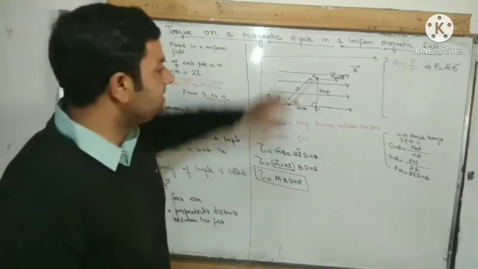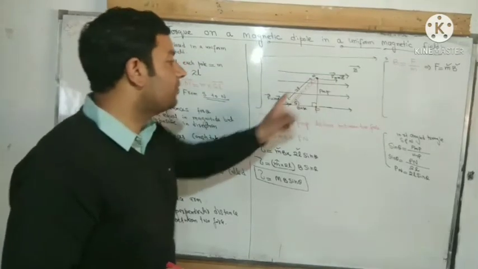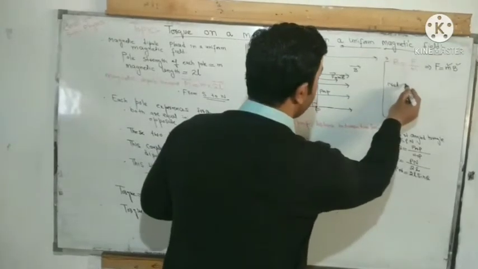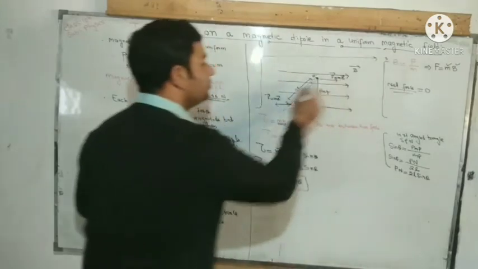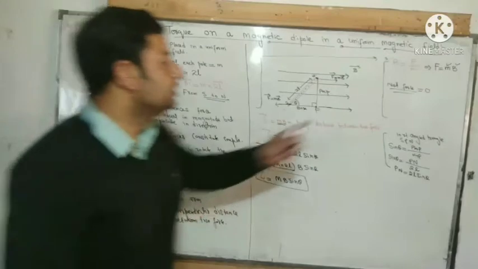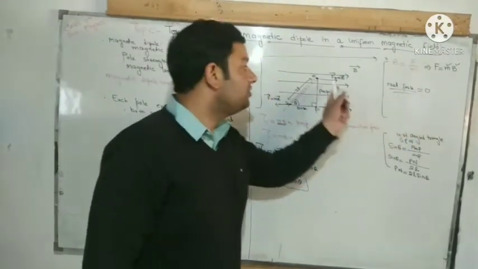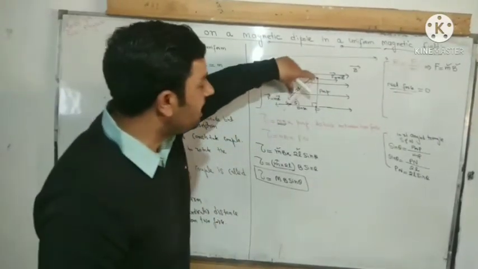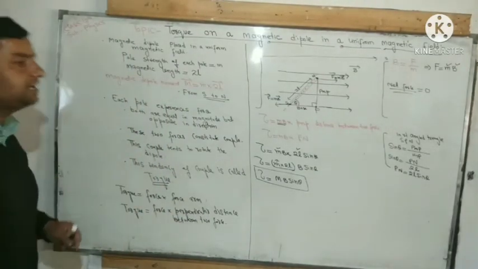In a uniform magnetic field, the net force on this dipole is 0, because there are two equal and opposite forces, equal in magnitude but opposite in direction. So net force is 0, and there is no translational motion. But these equal and opposite forces don't act along the same line of action, so they constitute a couple. So the couple will rotate the dipole.